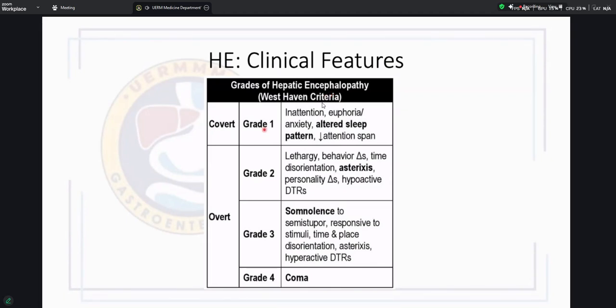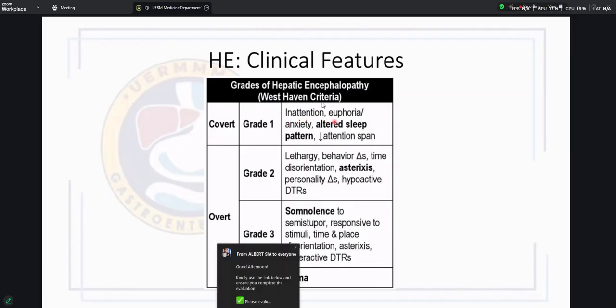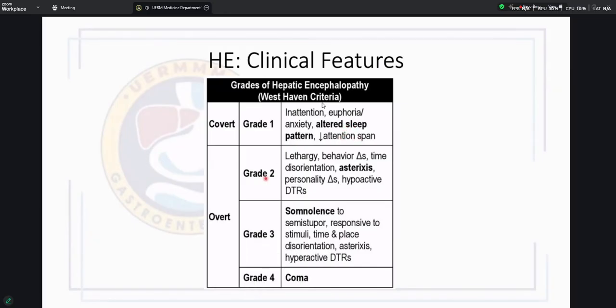So in grade 1, the symptoms are subtle. It can be as simple as alteration in sleep pattern. There can be a decrease in attention span. In grade 2, there can be behavioral and personality changes. There can be lethargy. Patients are still able to cooperate at this time, so you can check for asterixis or liver flap. This can be elicited by having patients extend their arms and bend their wrist back. And those who have hepatic encephalopathy have a liver flap, so that would be a sudden forward movement of the wrist.